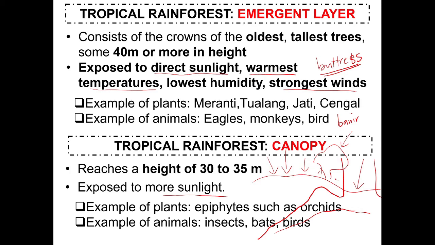The examples of plants living in the canopy layer are orchids, epiphytes. Epiphytes sebab apa? Orchid kan kecil-kecil. Because they are living on a large tree. Pokok dia duduk, dia menumpang kan. For example, liana trees.